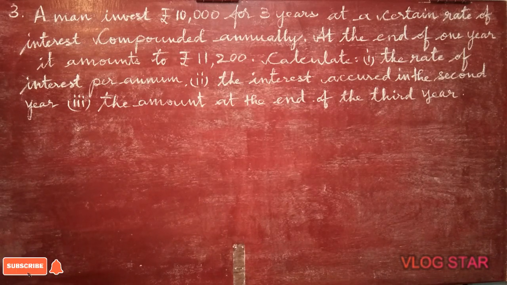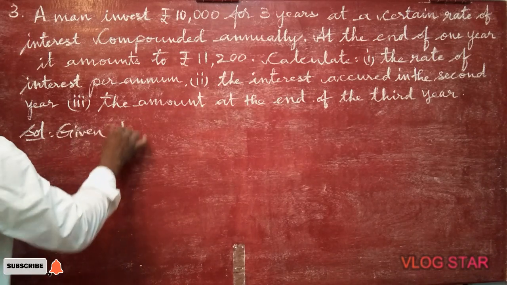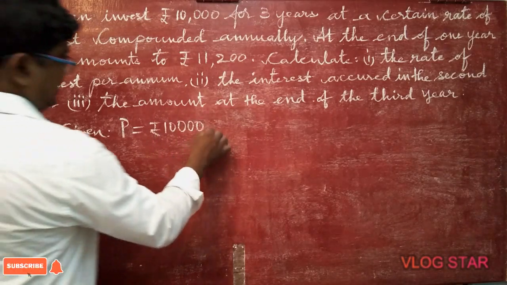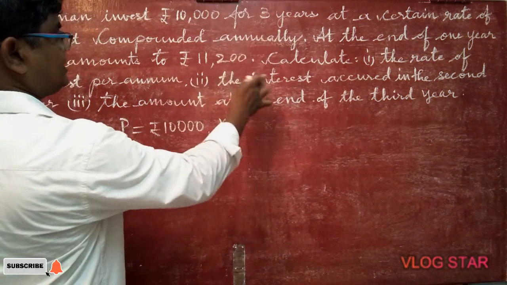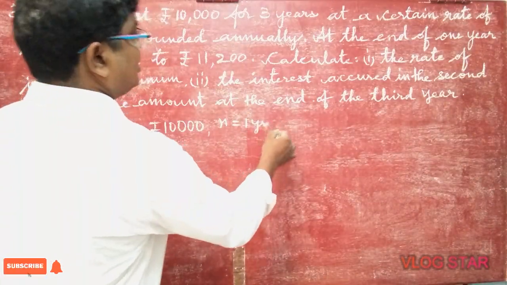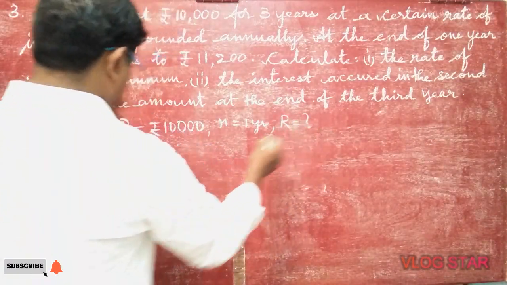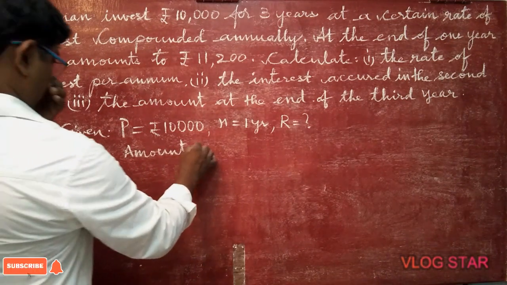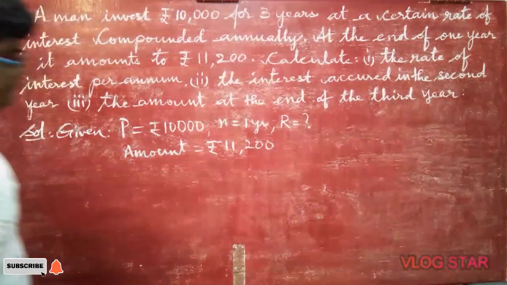Now coming to the problem. Here P is, solution given, P is equal to rupees 10,000 and N is 3 years for the whole period, but the first bit is at the end of the first year. So N we will take as 1 year, and R they did not give. We have to calculate. The amount they have given is rupees 11,200.